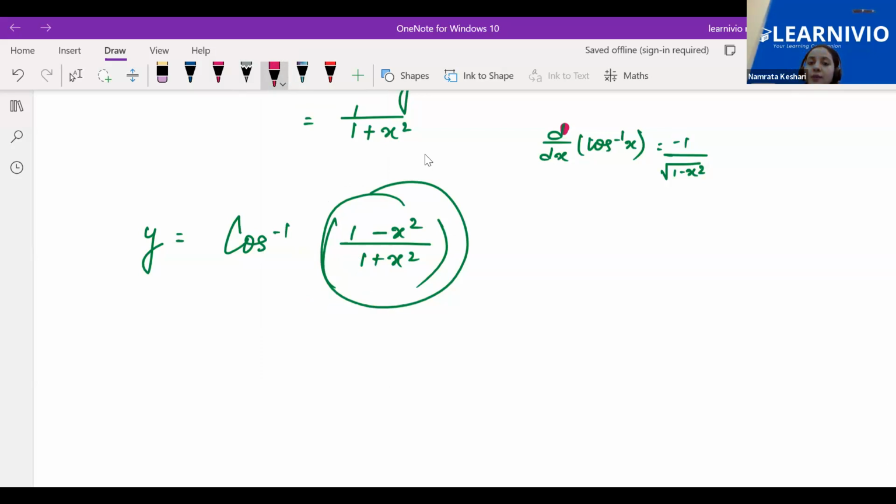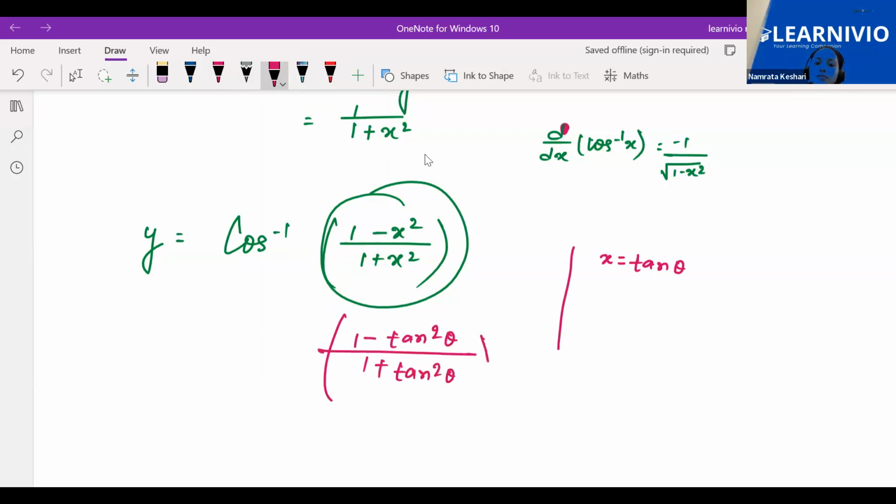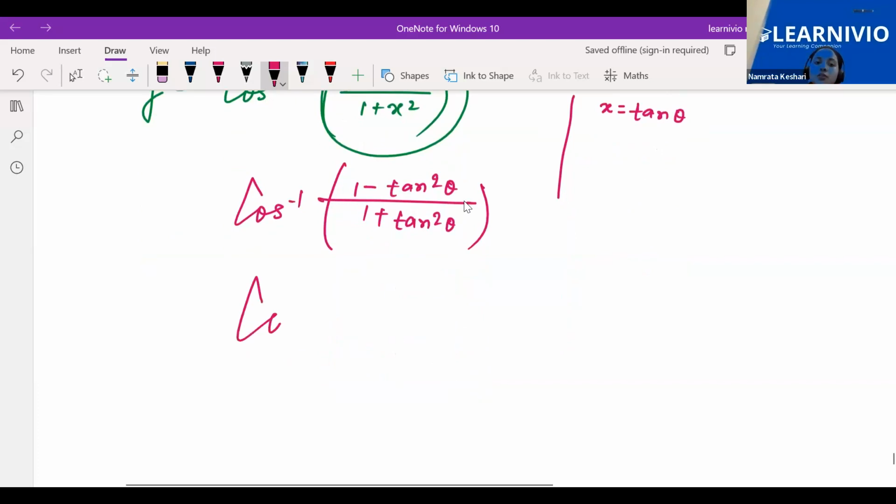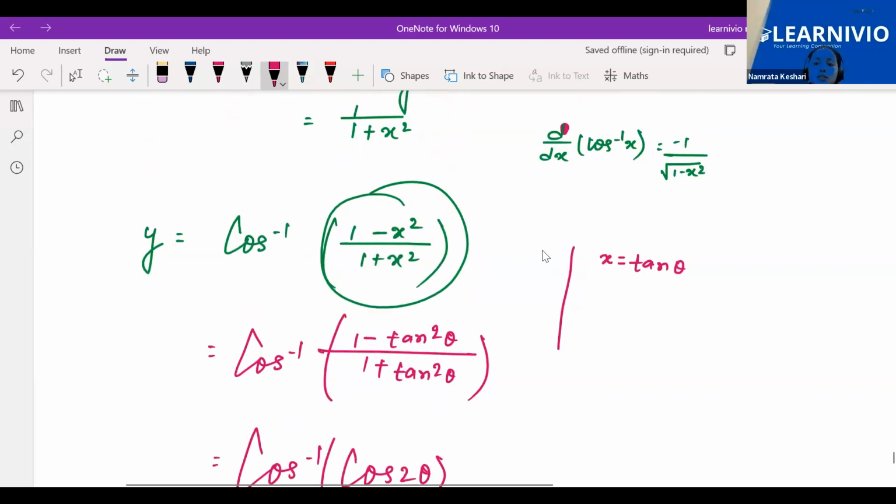How to simplify? What can we assume as x over here? Sin theta, cos theta, tan theta, cot theta? Tan theta. So we are having 1 minus tan square theta over 1 plus tan square theta. Is there any formula for that? Cos 2 theta. Okay, so cos inverse of cos 2 theta. So we end up getting just 2 theta, right, Annapurna? Yes. And what was theta? What was theta?